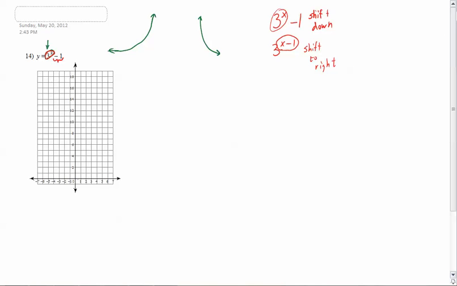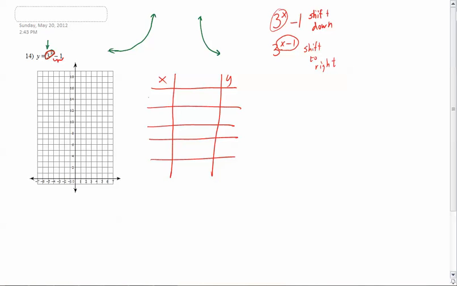Now a shift down of 1 is not going to affect the x values that I put in. It's just going to move it up or down. So when I create my table here, I'm still going to do x and y, and I'm still going to put in the same numbers: -2, -1, 0, 1, and 2. And so when I put those numbers in, it will be 3 to the -2 power minus 1. Now 3 to the -2 is 1 over 3 squared minus 1, which is 1 over 9 minus 1. And so that is -8 over 9.